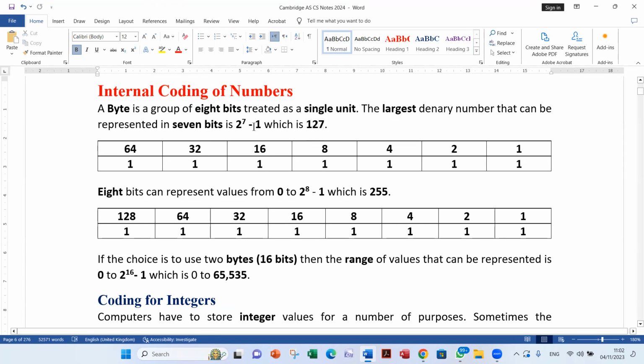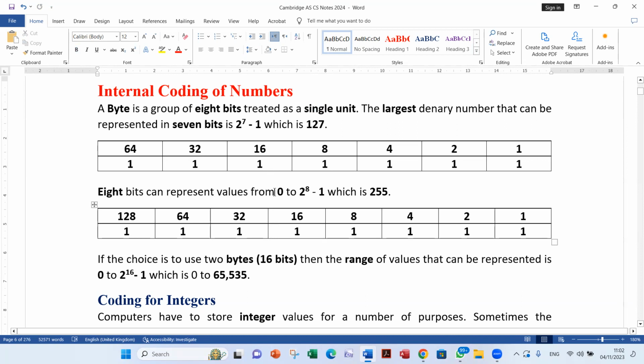I think for the AS, you should memorize all powers of 2. I know very well that 2 to the power of 8 is 256. So please know that 2 to the power of 7 is 128. 128 minus 1 is 127. Okay? So 8 bits. So this is the largest value that can be stored in 7 bits.